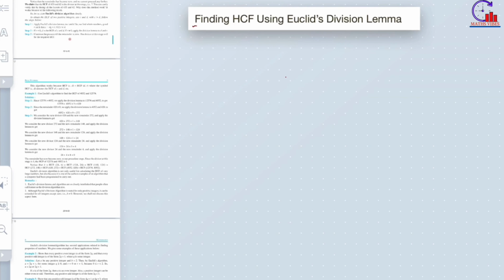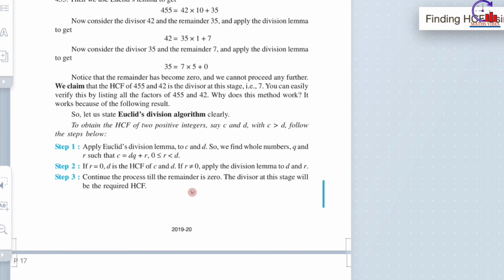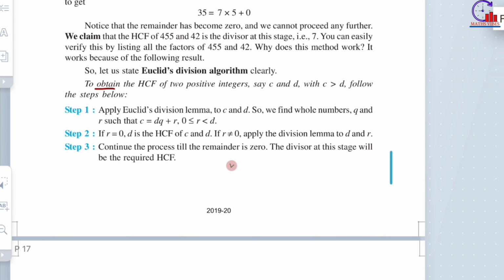We can find the HCF by using Euclid's division lemma. This is one of the applications of Euclid's division lemma. We can find the HCF. So here is the process to obtain the HCF of two positive integers C and D, where C should be greater than D. Follow the following steps.